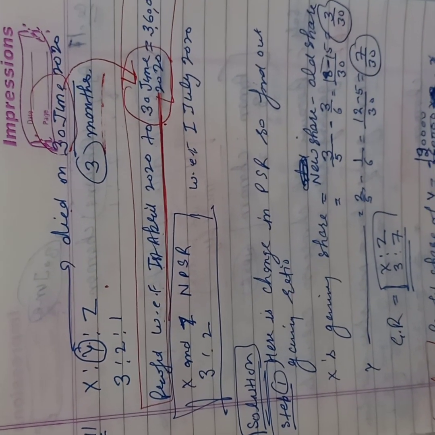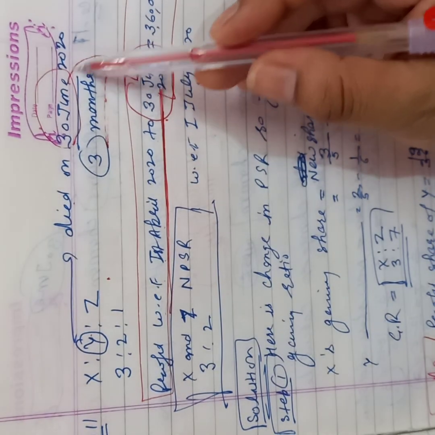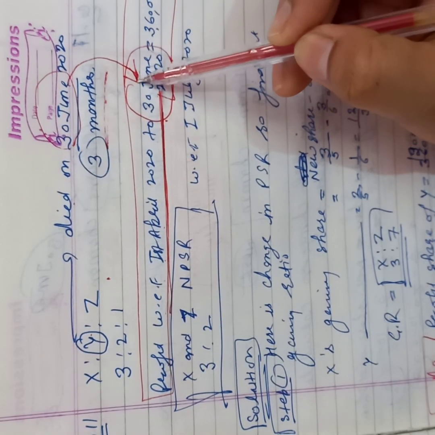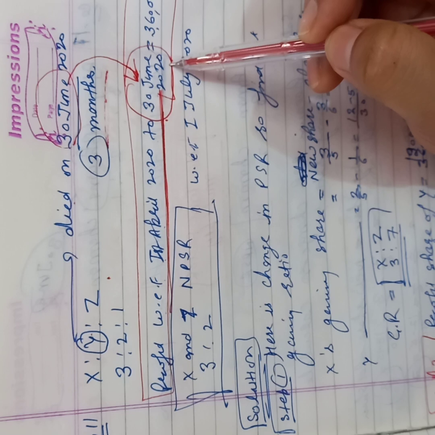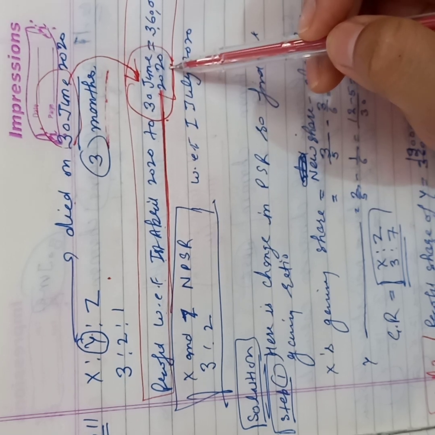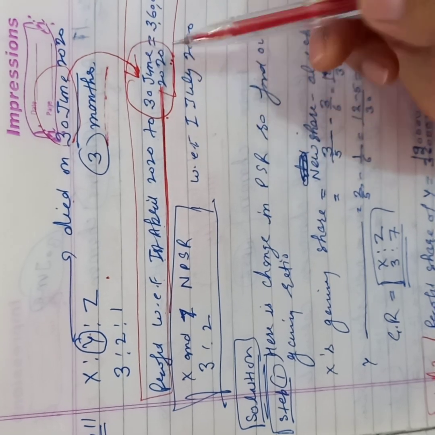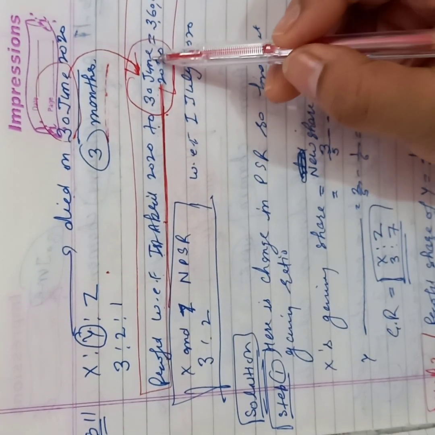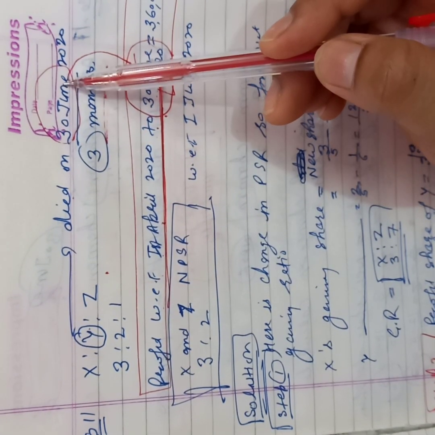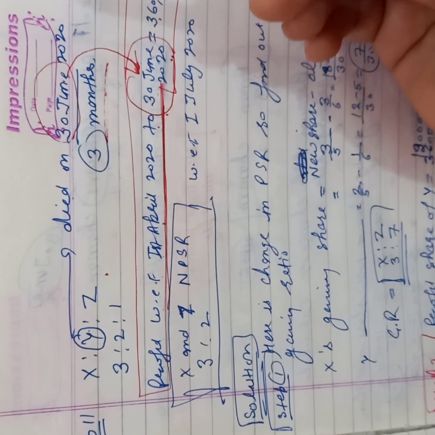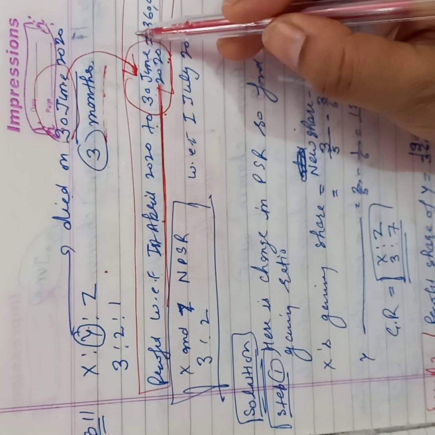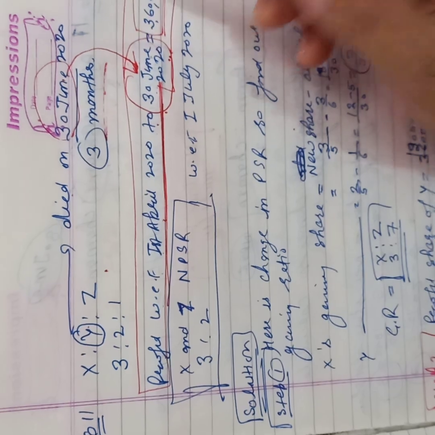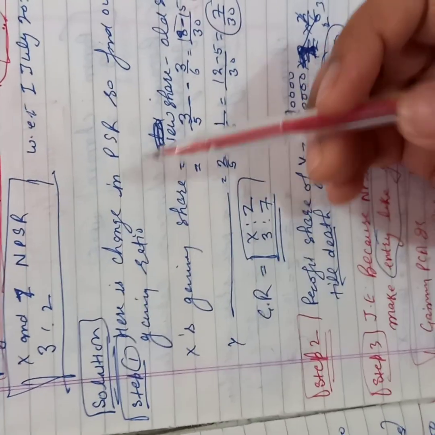Because the profit for the months required till the date of death has already been calculated and given. So here we must not multiply the time factor by mistake, because profit is given from 1st April to 30th June, and 30th June is the date of death of the deceased partner. So we will take the full profit, that is 3,60,000.